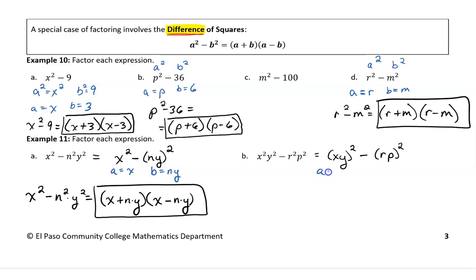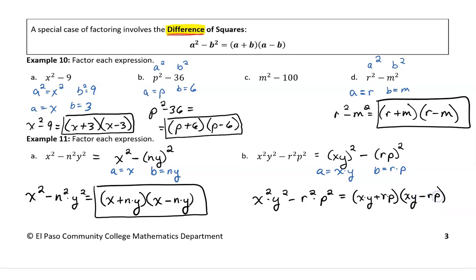And then if you want to label, your a value will be x times y, and your b is r times p. And we write in to the rule to get our answer, the factorization of that expression. So parentheses, my a value is x times y, plus my b value r times p. Then I'll do the same thing, but a subtraction in between. xy minus rp. And there it is.